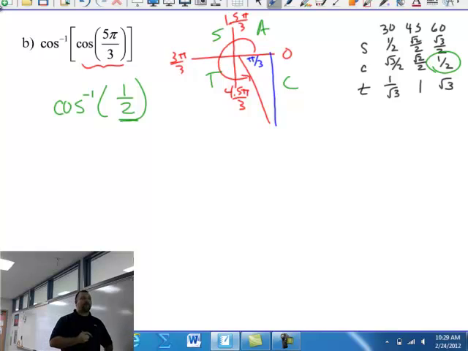Okay. Now, some of you may have seen this at the very beginning and said, well, if I'm taking the inverse of a function, don't they just cancel? You would hope so. You would think so. But with trig functions, they have these limited domains and ranges. And so you have to be careful when you're doing these things in order. You can't just automatically assume that the inverse cosine cancels that cosine and get 5 pi over 3. That's not within the range of the inverse cosine function.